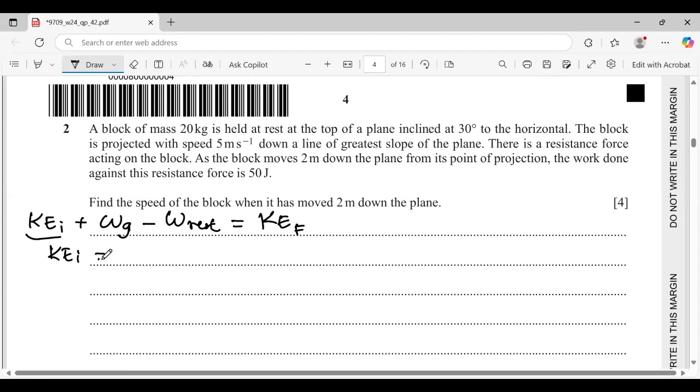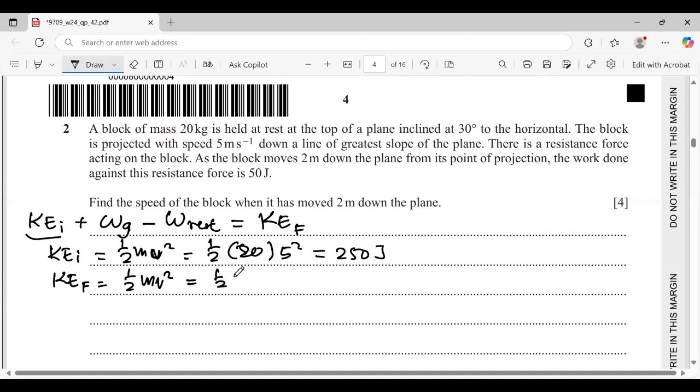The initial kinetic energy is 1/2 mu squared, with initial velocity u. So this is 1/2 times 20 times 5 squared, which is 250 joules. After that, the final kinetic energy is 1/2 mv squared, so 1/2 times 20 times v squared. So it is 10 v squared. We are going to find v.